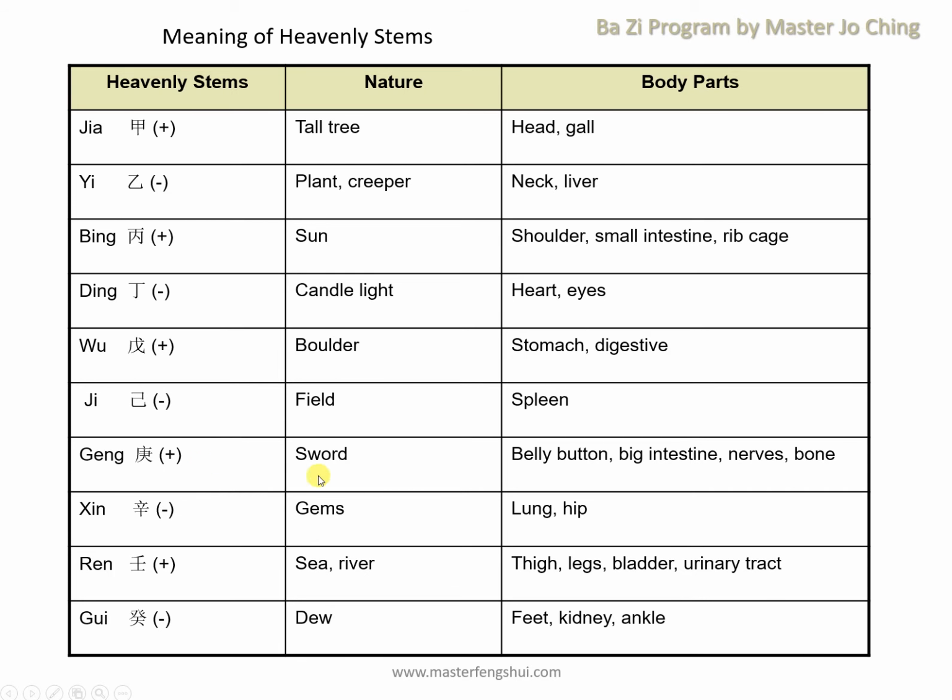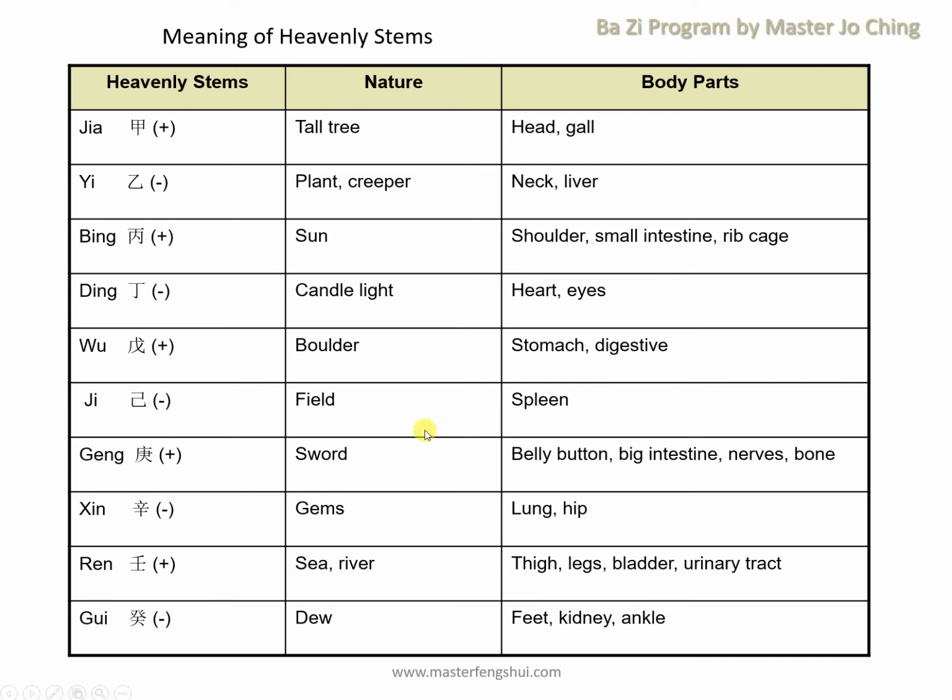Then we have Geng. Geng is a sword. Geng can also be a metal ore buried in the ground, or a very big piece of metallic item. Xin is usually represented by gems, jewels, like precious stones, precious metal. Then we have Ren, which is the big sea, big ocean, big river, as vis-a-vis Gui, water, which is a smaller water, droplets of water, dew, raindrops.